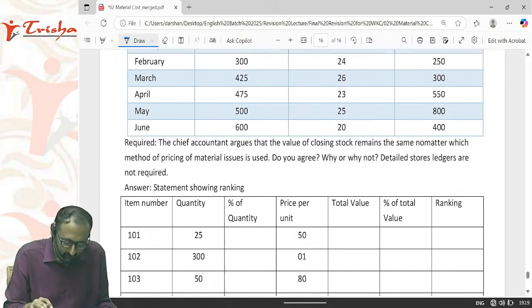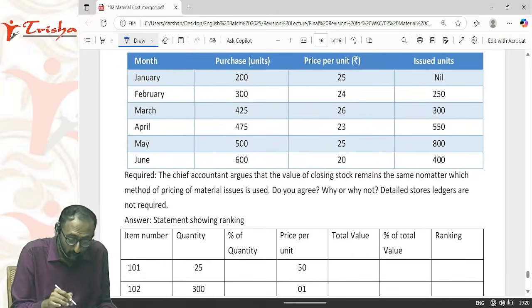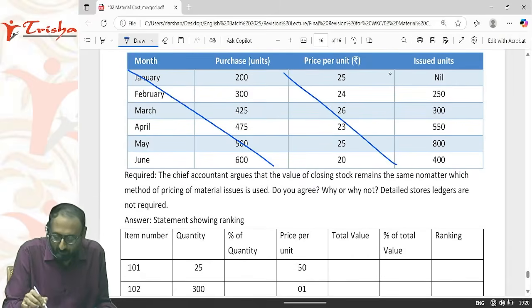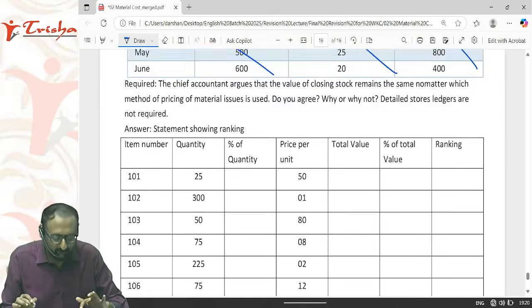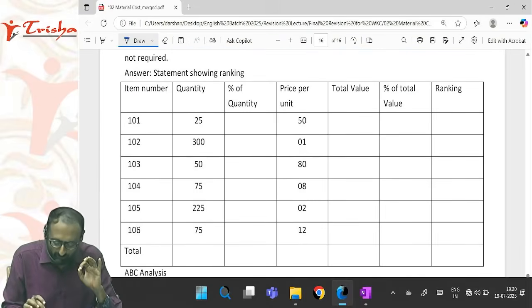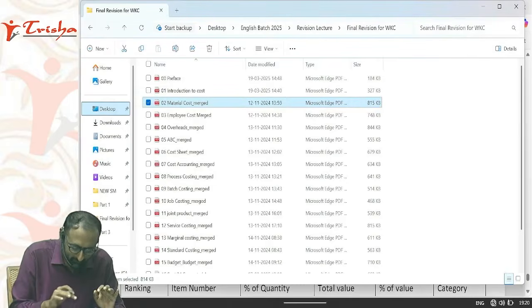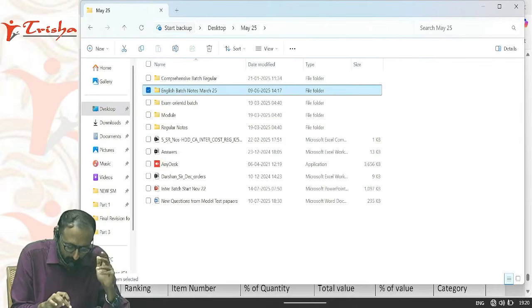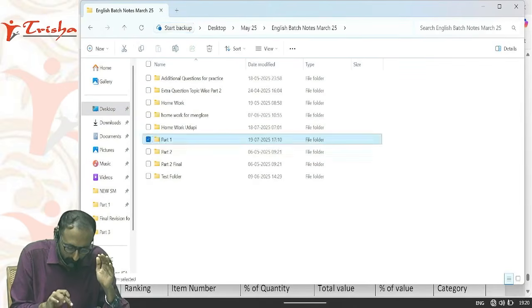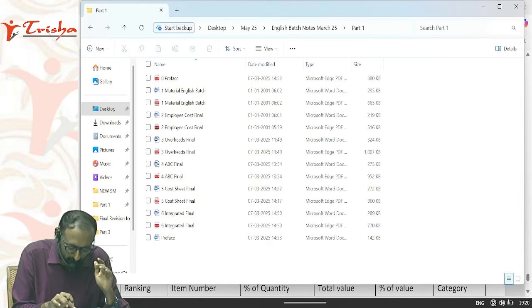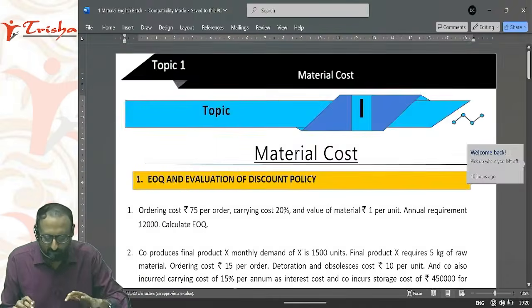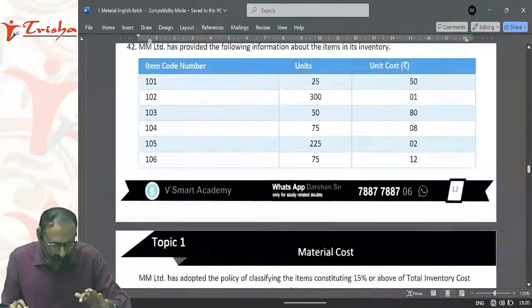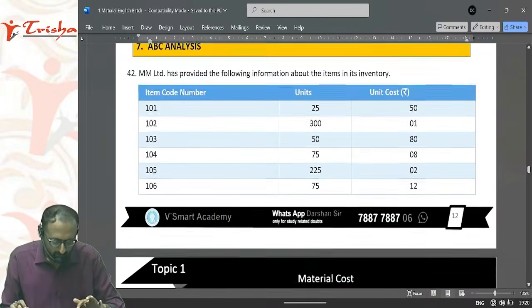Sir, the wrong question is printed here. I will show that question. Just a second, guys. Just a second required, sir. Yes, sir.